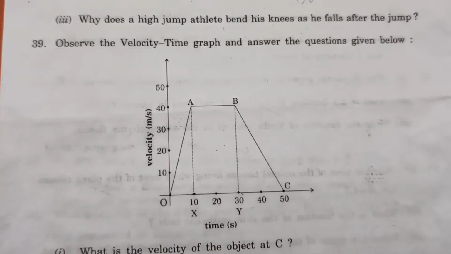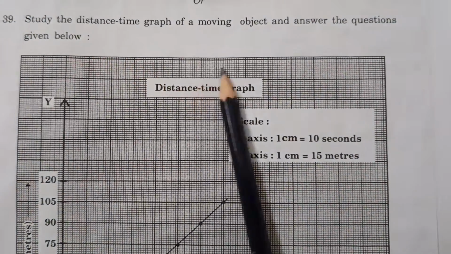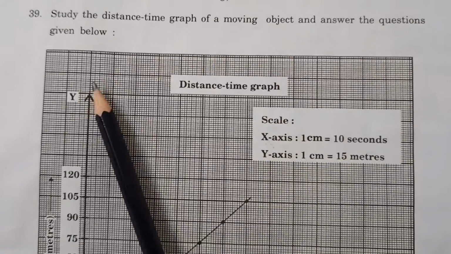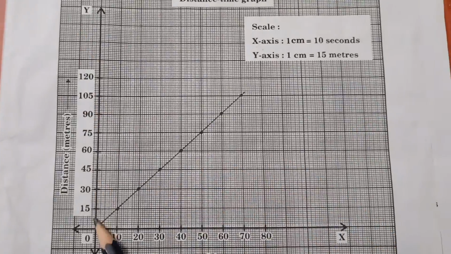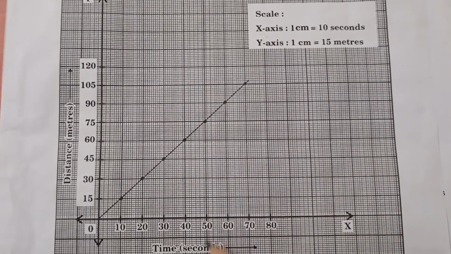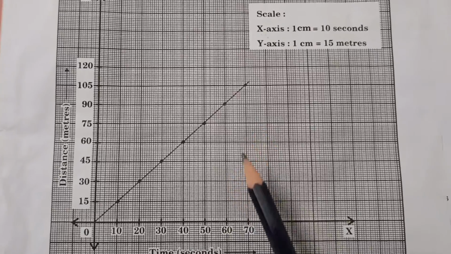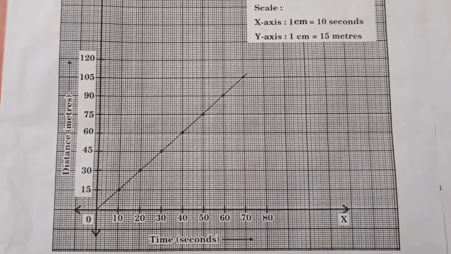Number 39. Study the distance time graph of a moving object and answer the questions given below. So here is the graph given and we have to solve the questions that are asked based on this graph.